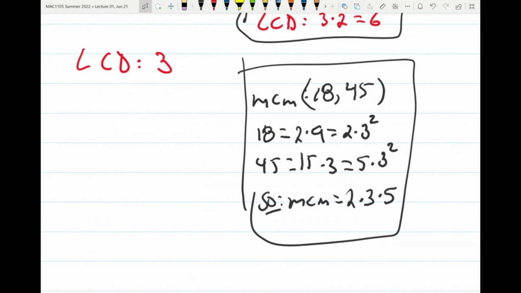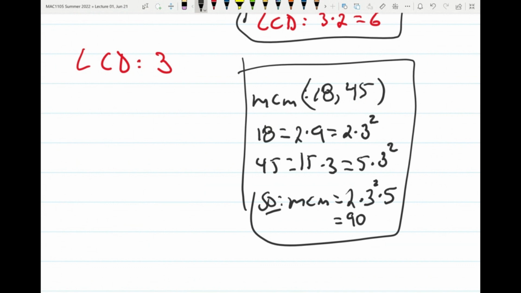What's the highest power of 3? 2, so we have to put it here. What's the highest power of 5? 1, so it stays like that. So what is it? That would be 10 times 9, 90. So the least common multiple is 90.